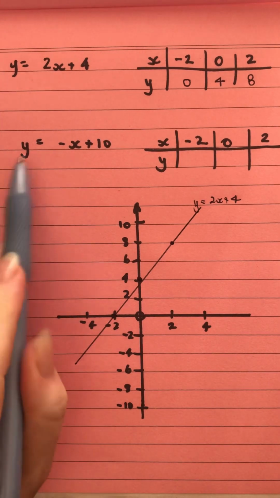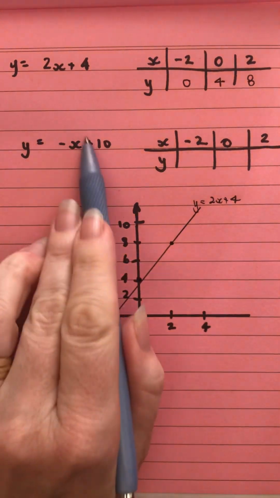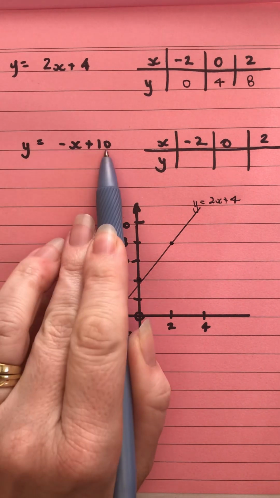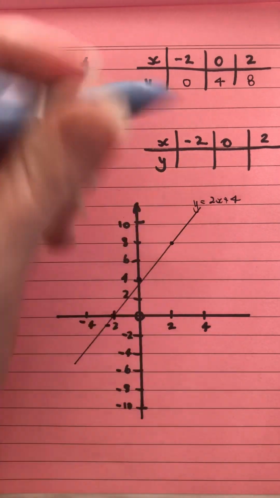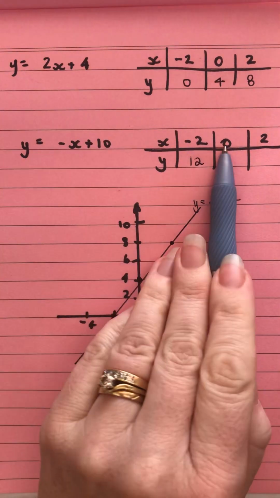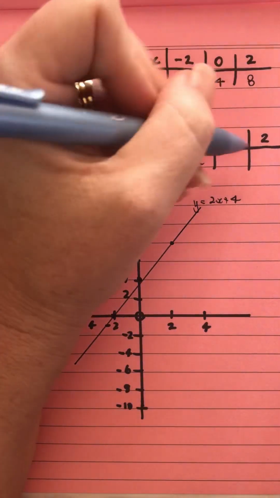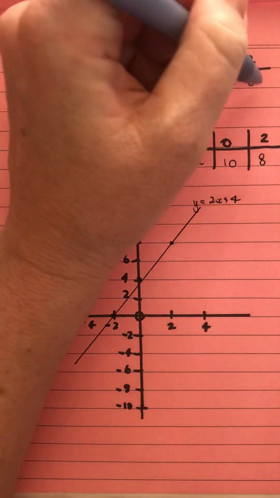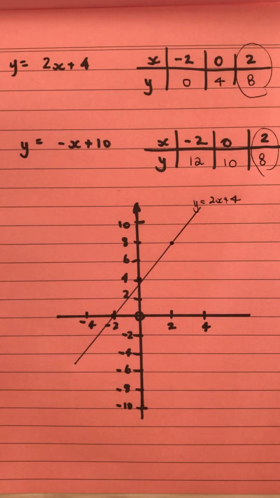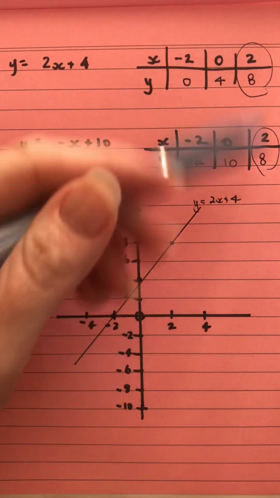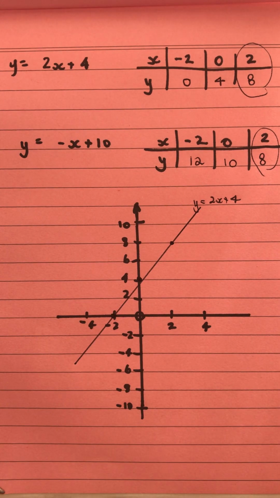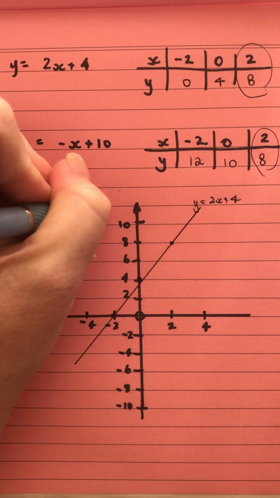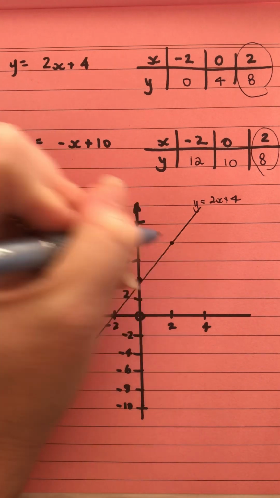Then we can do our next line, y equals negative x plus 10. So whatever our x value is, we're going to do the opposite sign and then add 10. So negative 2 would become positive 2 plus 10 is 12. 0 would stay 0 plus 10 is 10. And 2 would become negative 2 plus 10 is 8. Now we can already see that there's a common coordinate between those two lines. So we could actually solve that before we even graph it, because we've seen that there is a common coordinate there. So when we graph this one, negative 2, 12; 0, 10; and 2, 8.